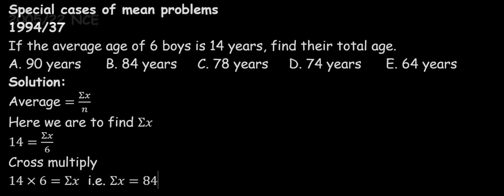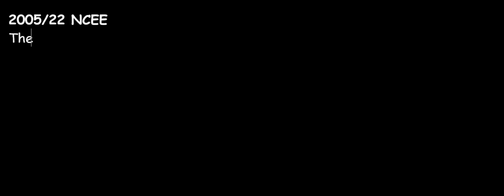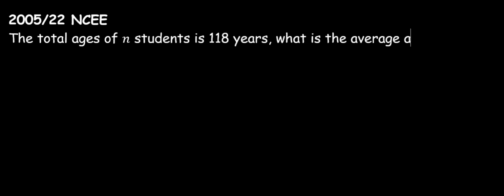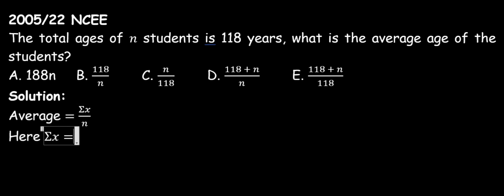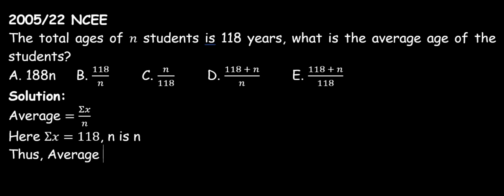Another example. The total ages of n students is 118 years. What is the average age of the students? The options are given. Solution. Average is equals to summation x over n. Here, summation x is equals to 118, and n is the same as n here. Thus, substituting, average is equals to 118 over n.